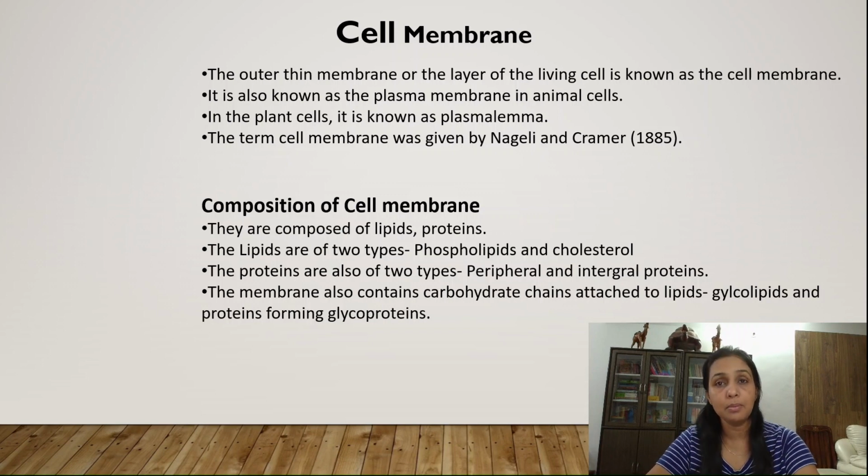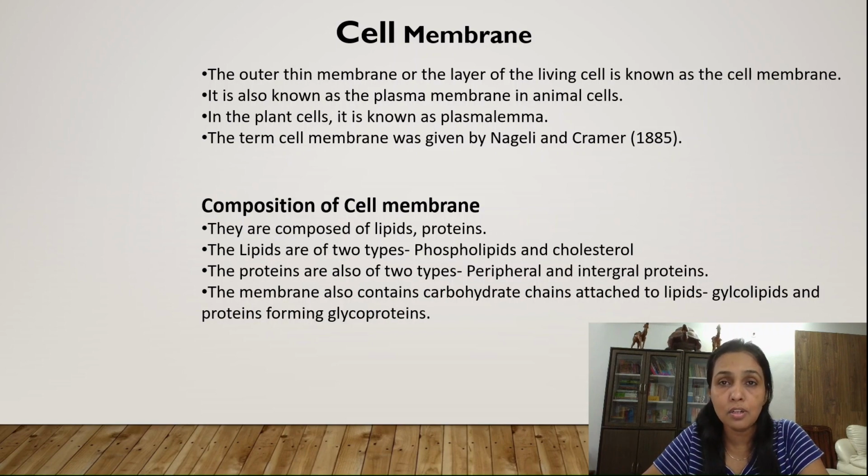The composition of the cell membrane. The cell membrane is made up of two biomolecules, lipids and proteins. The lipids in the cell membrane are of two types, phospholipids and cholesterol. And the proteins are also of two types, the integral proteins and peripheral proteins. Integral proteins means these protein molecules are either partially or completely embedded in the lipid layer, whereas peripheral, by the name it suggests, is on the periphery or on the surface of the cell membrane.